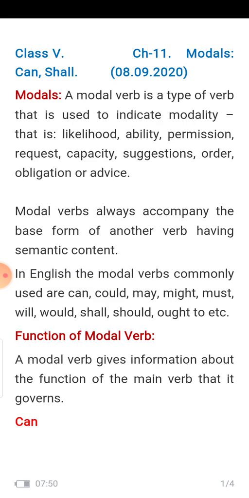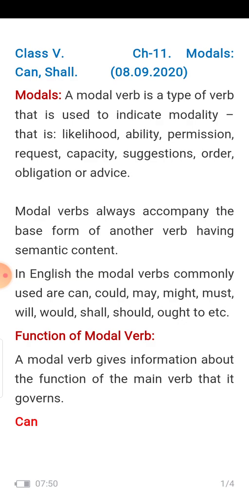Modal verbs always accompany the base form of another verb having semantic content. For example, we can write a composition. Can is a modal. Write is the base form, the main form of the verb, isn't it? So when we are using modals, we will use the base form of the verb. Listen to this, base form of the verb. In English, the modal verbs commonly used are can, could, may, might, must, will, would, shall, should, ought to, etc.